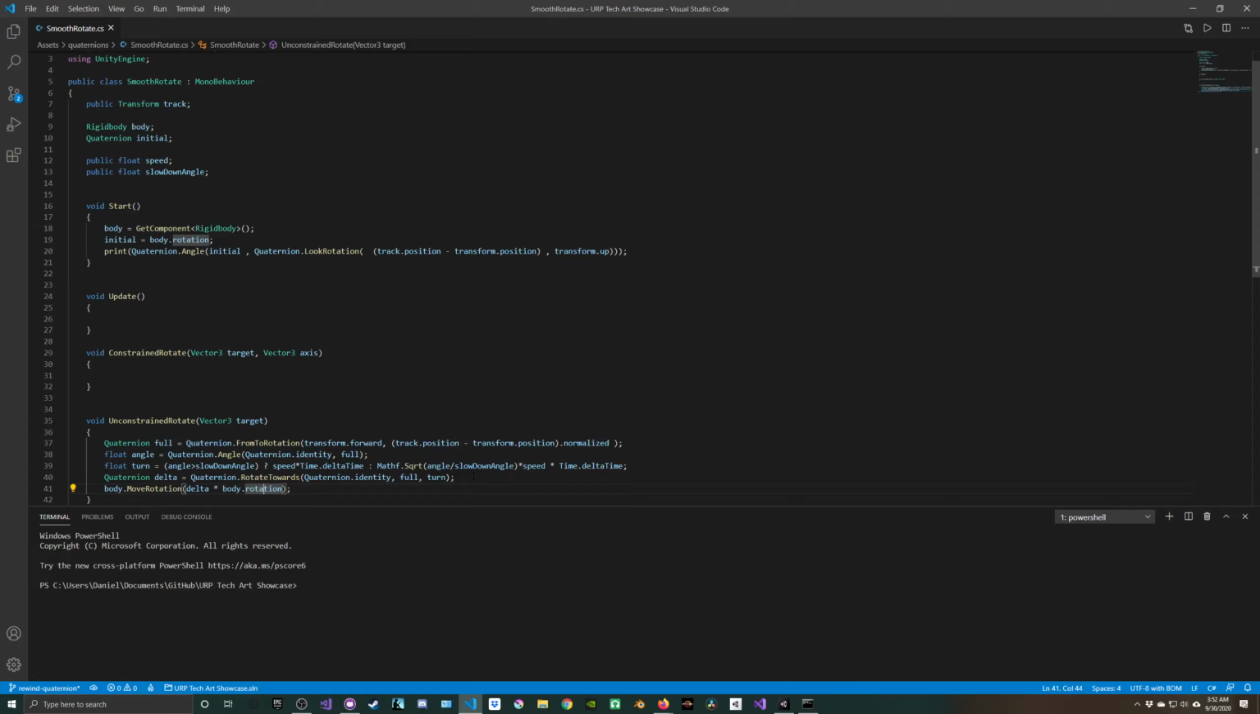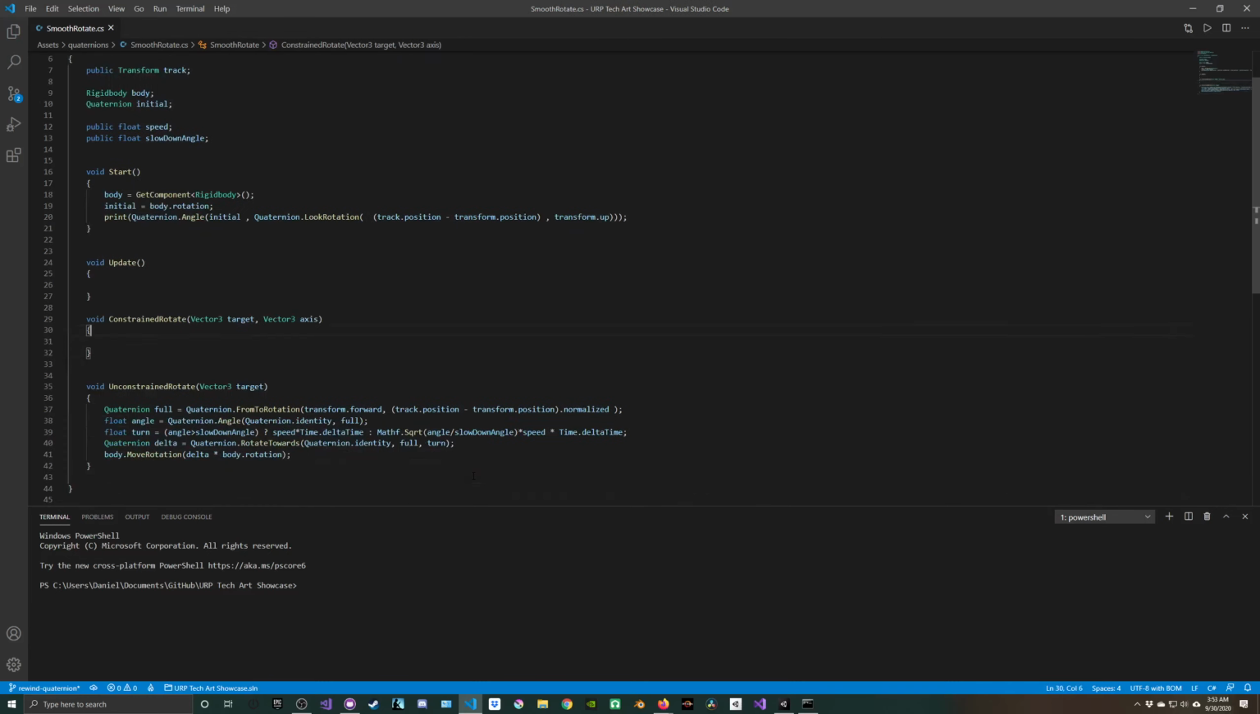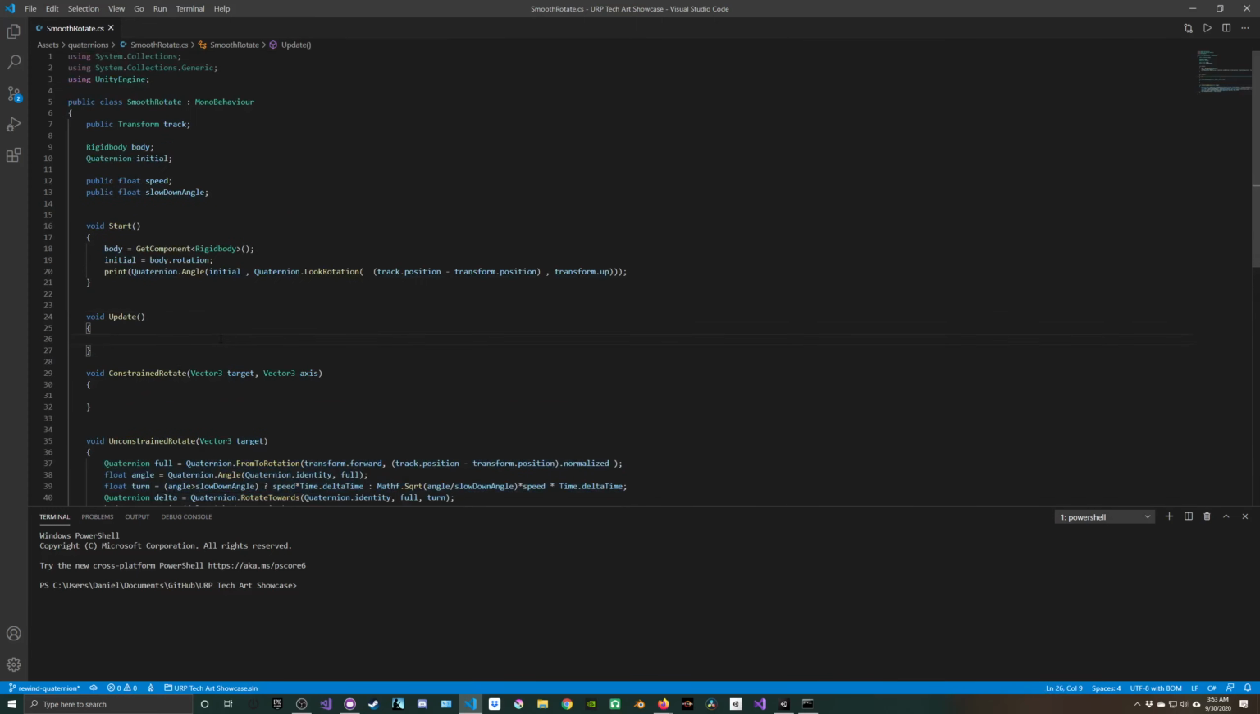But order matters here. So with these, the one on the right is what is effectively applied first. You can think about it as moving from your first position, your zero state, to body.rotation, so you're at the rotation that you currently have, then delta, the rotation that we're moving to. So this should be our unconstrained rotate function, though knowing me, it probably did something wrong here. But we'll have to debug it to see. So let's for now just say unconstrained rotate to track.position.